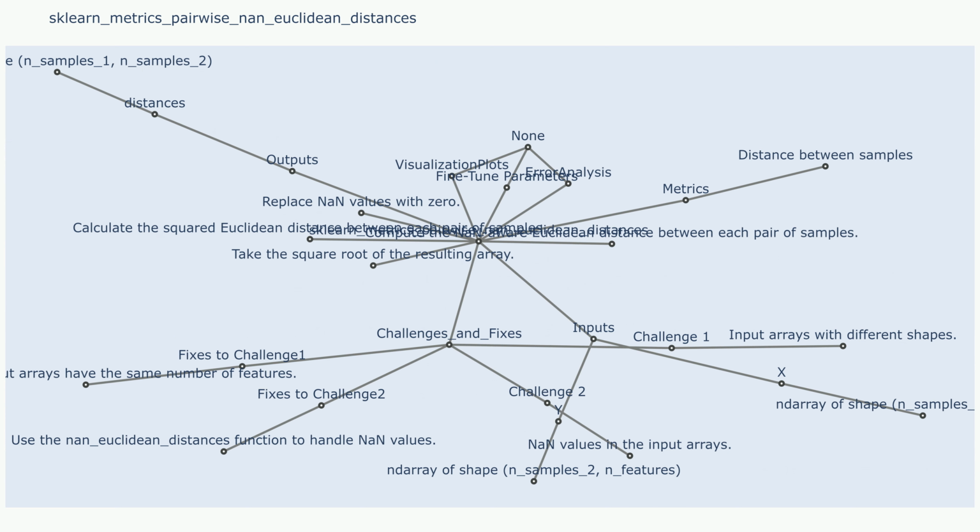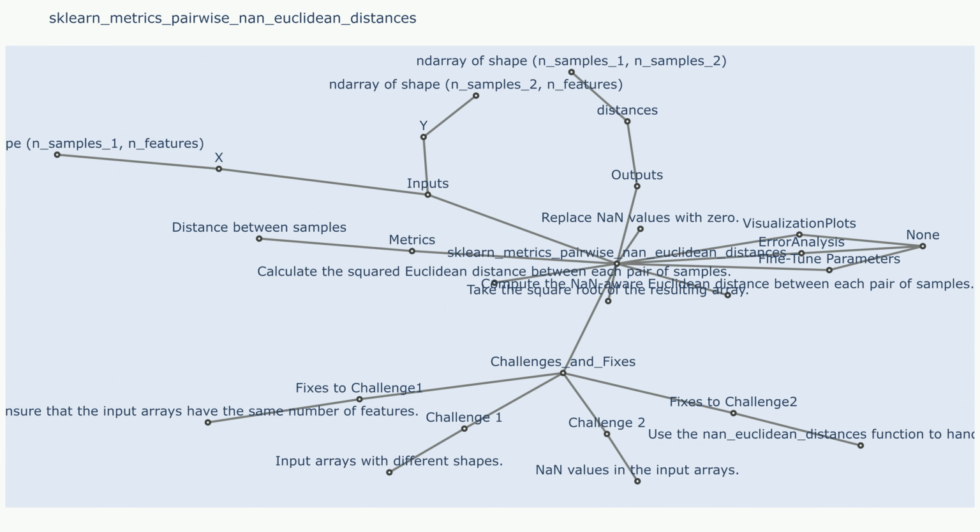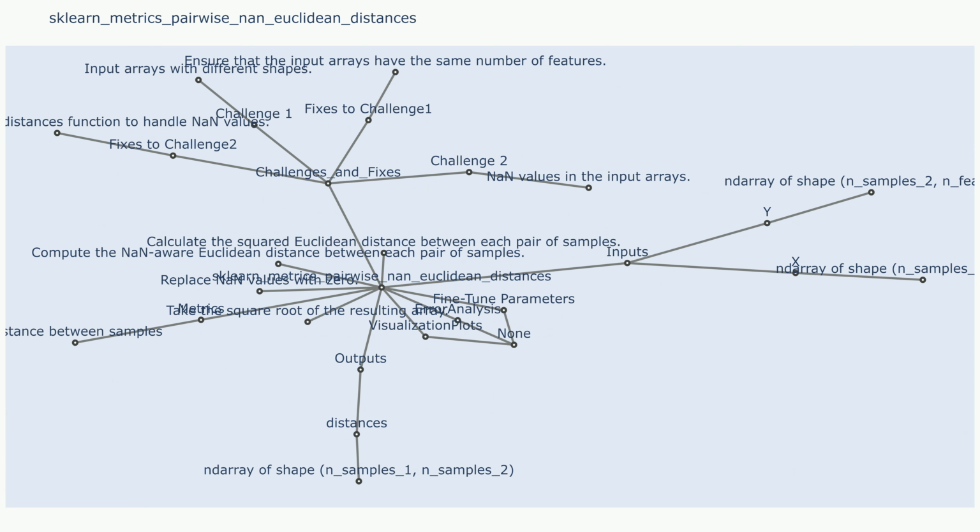Challenges and fixes. Challenge 1: handling missing values. NaN in the input data. Sample use case that resulted in challenge 1: input arrays contain missing values, which can lead to incorrect distance calculations if not handled appropriately. Fixes to challenge 1: the nan_euclidean_distances function explicitly handles NaN values by considering only the non-NaN elements during distance computation.